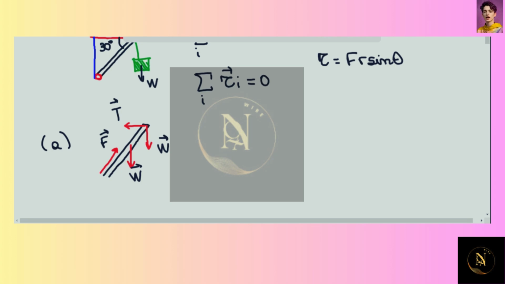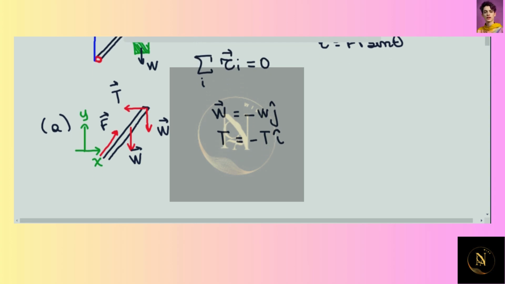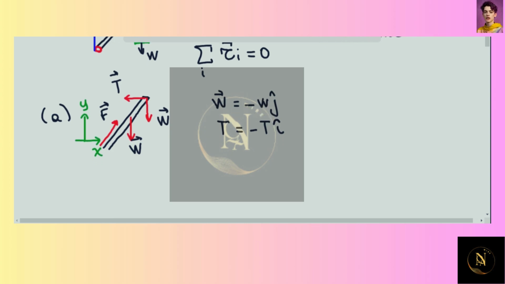I'm going to set up a coordinate system such that the y-axis points to the north and the x-axis points to the right. So the weight vector W is equal to minus W j, and the tension vector T is equal to minus T i, where W and T are the magnitudes of the forces. So what we need to do is find the magnitude of the tension, T, and also the direction and magnitude of the force, F.